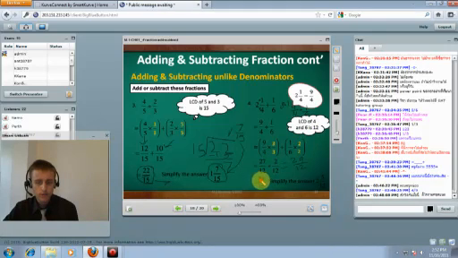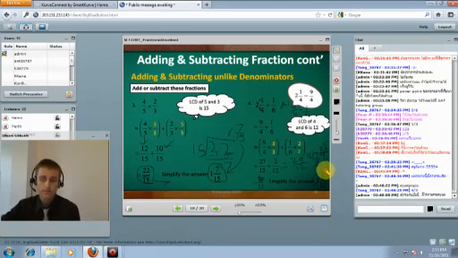Now, we don't want an improper fraction, we want a mixed number. So again, we divide 29 by 12. It goes in 2 times, 24, the remainder of 5. So 2 and 5/12 is our answer. That is the simplest form.